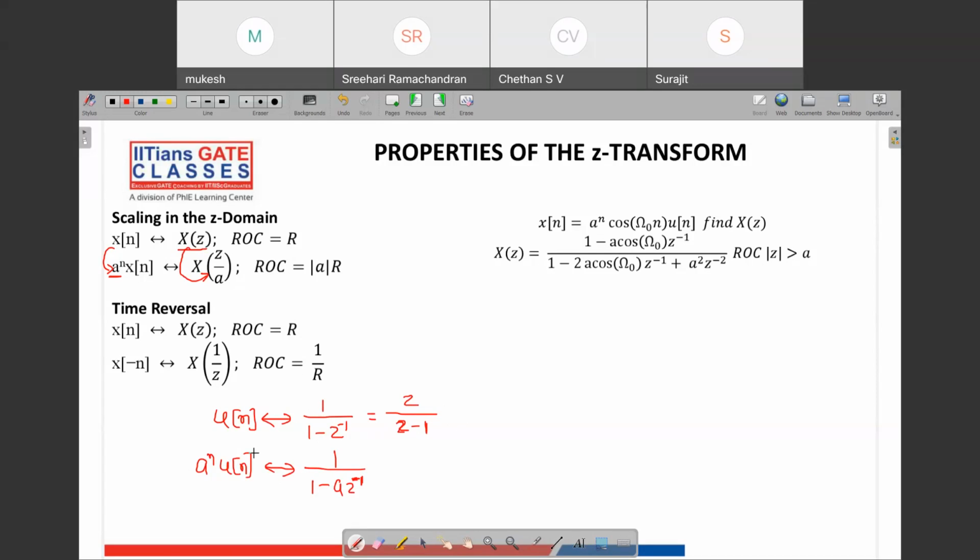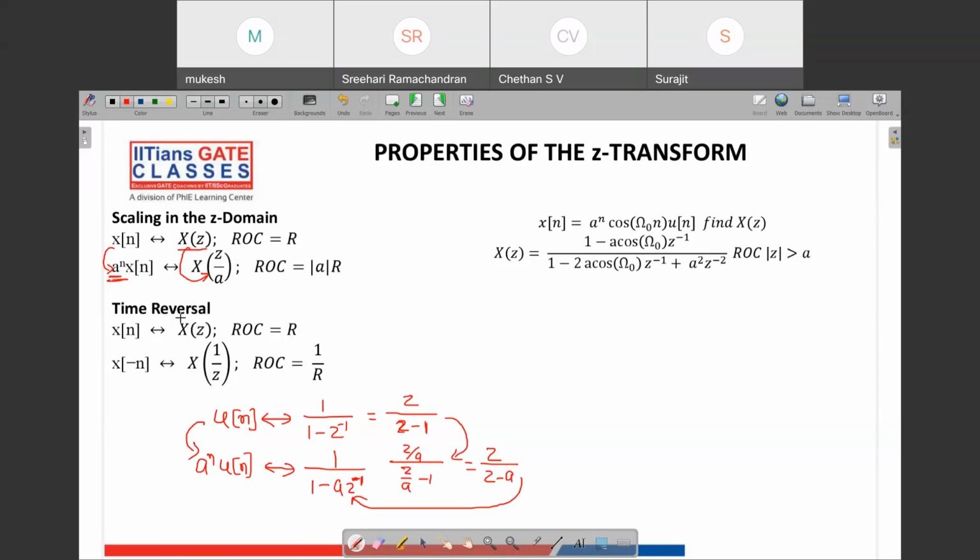Once you go from here to here, in the time domain, in the z domain you will be replacing z with z by a. So you will be writing it as z by a minus 1, or you can also write it as z upon z minus a. So when you do the scaling in z domain, in the time domain you will be multiplying it with a to the power n.